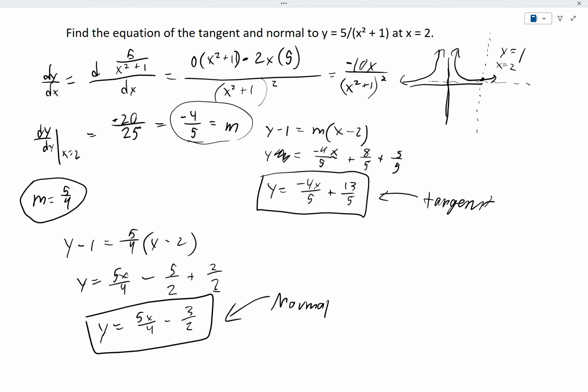So that's how you find the equation of the tangent and the normal to a curve. We use the quotient rule, but the main thing is we found the derivative, just plugged in a couple of numbers, and that's all there was to it.